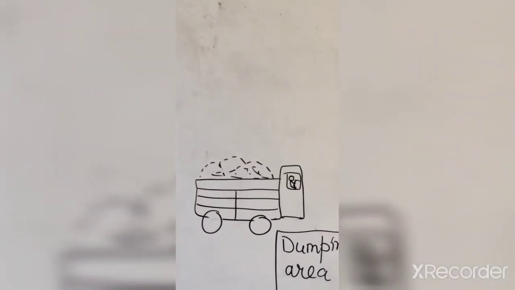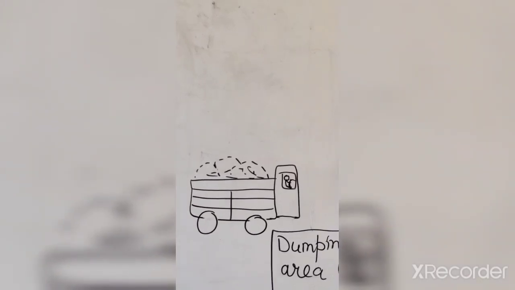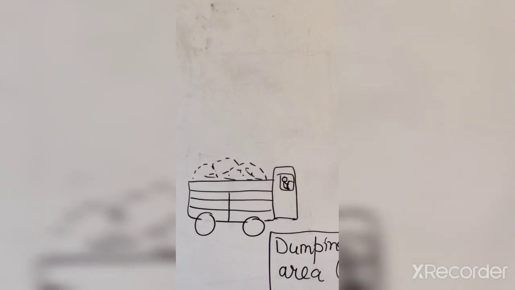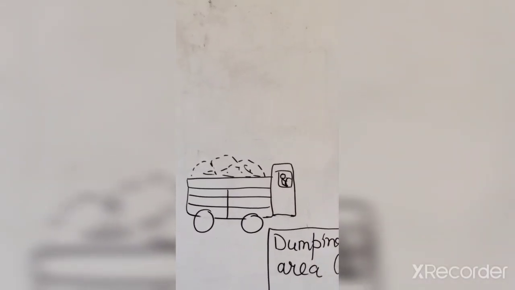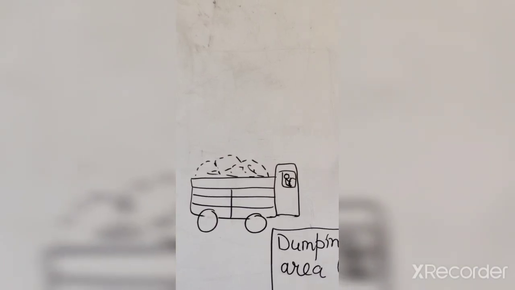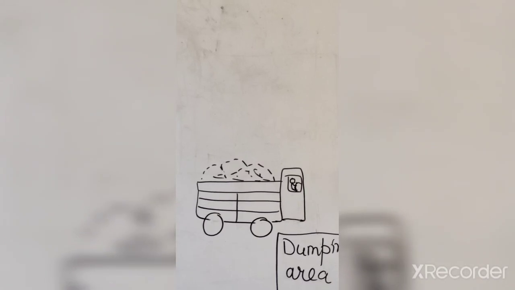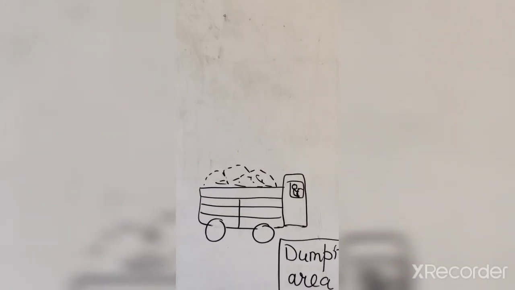What happens there? Decay happens. It is broken down into smaller particles by the organisms or by the human activities. But this is not a safe method of disposal as germs breed here. The other method of disposal of garbage is burning it.